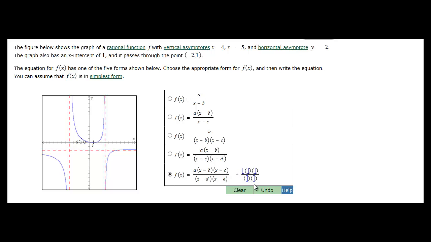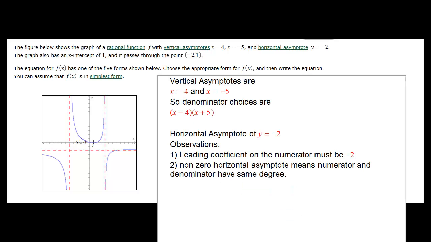And so we already know that this bottom one is going to be x minus 4. This one is going to be x plus 5. Now we just have to figure out this top. So let's play a little bit and see how to work with it. So we have that so far, x equals 4 and -5. Vertical asymptote means x minus 4 and x plus 5 are your denominators.